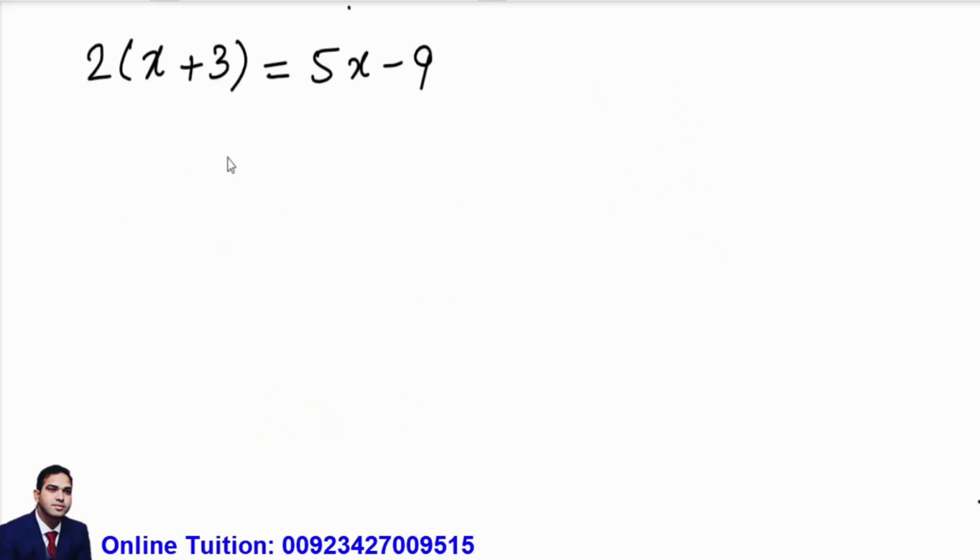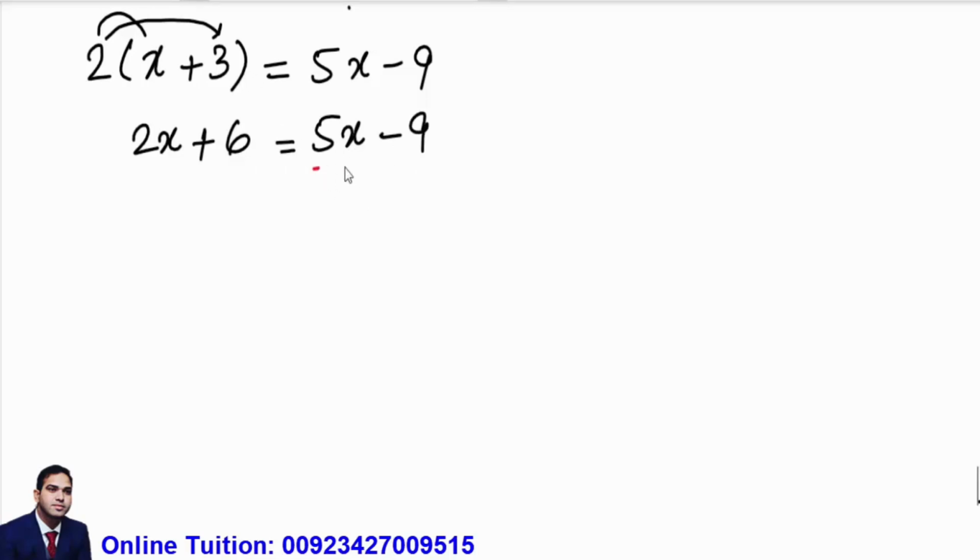We have another question. 2 into (x plus 3) is equal to 5x negative 9, and find the value of x. For this, first of all, simplify this. 2 will multiply this x, and after that 2 will multiply this 3. So 2x plus 2 3s are 6 is equal to 5x negative 9.